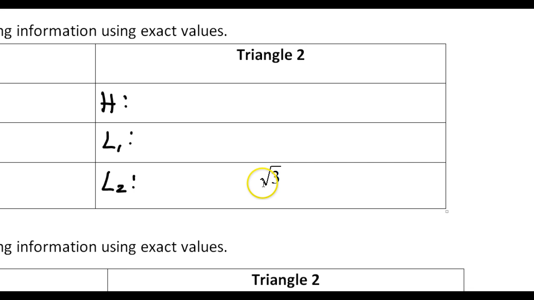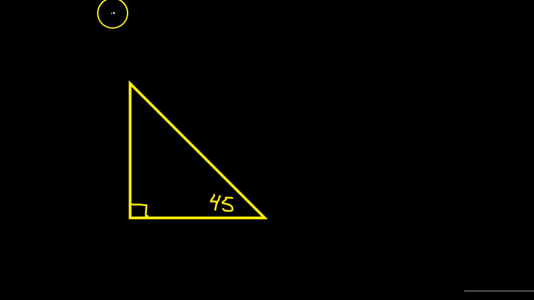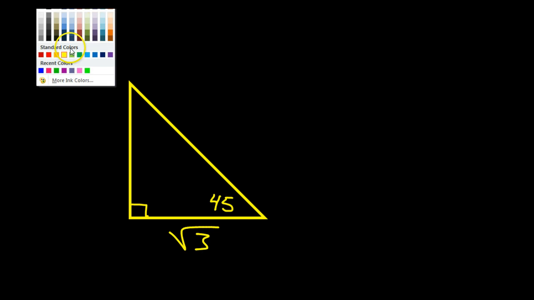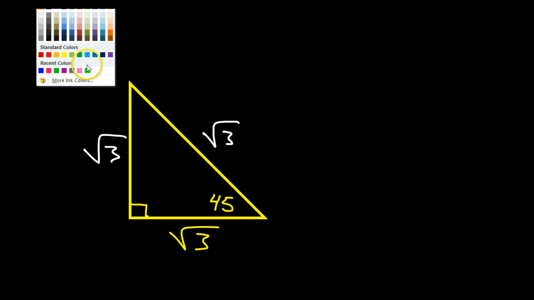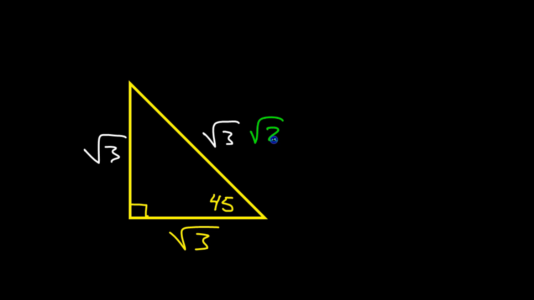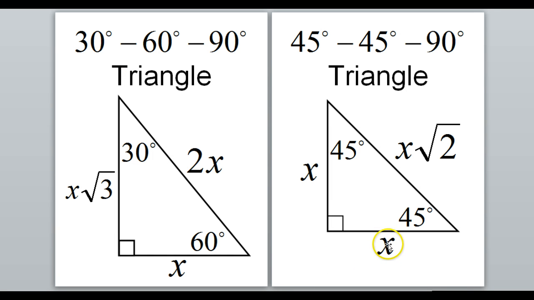So the one leg is radical 3. That's what they're giving us. So what should the other leg be? It should be radical 3. The two legs should be the same. Now, what should the hypotenuse be? The hypotenuse should be radical 3 times radical 2, because the way the pattern goes, it goes leg, leg, leg radical 2.